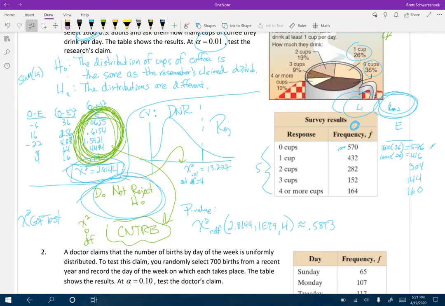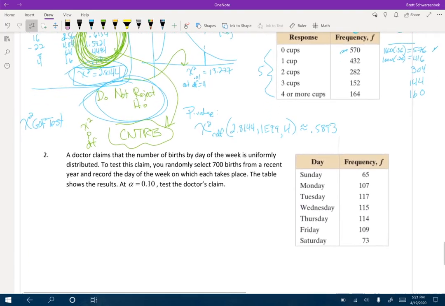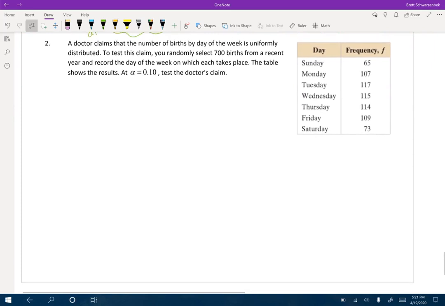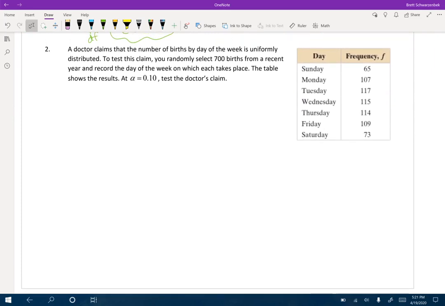Okay, so last problem. Since this is such an oddball type of thing, I figured I'd do another one with you, just because I have some time here. It says a doctor claims the number of births by day of the week is uniformly distributed. To test this claim, you randomly select 700 births from a recent year and record the day of the week in which each takes place. The table shows the results. At alpha 0.10, test the doctor's claim.